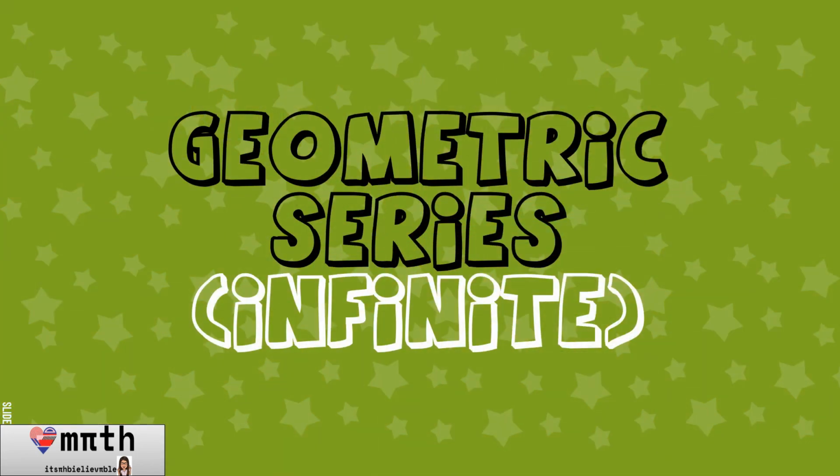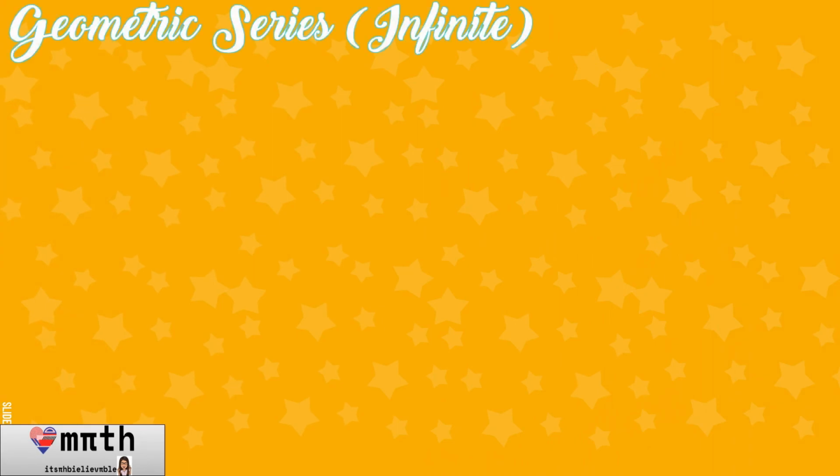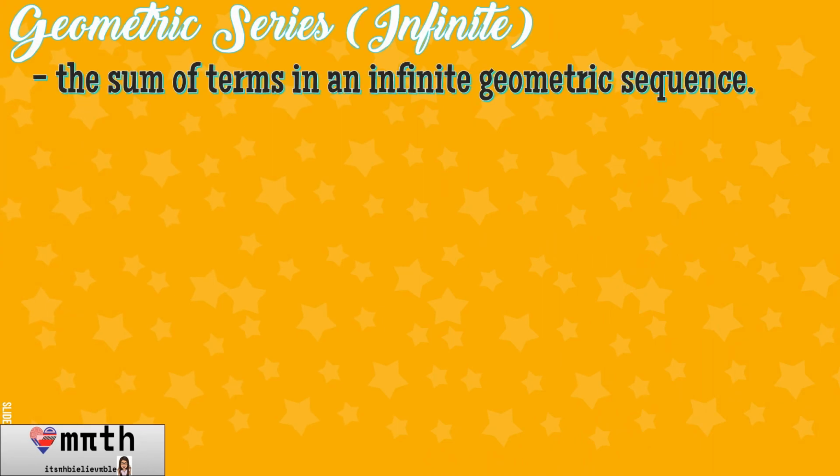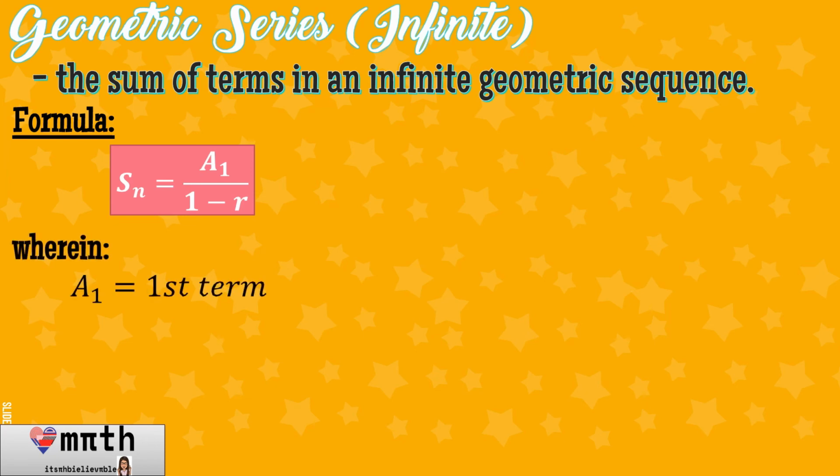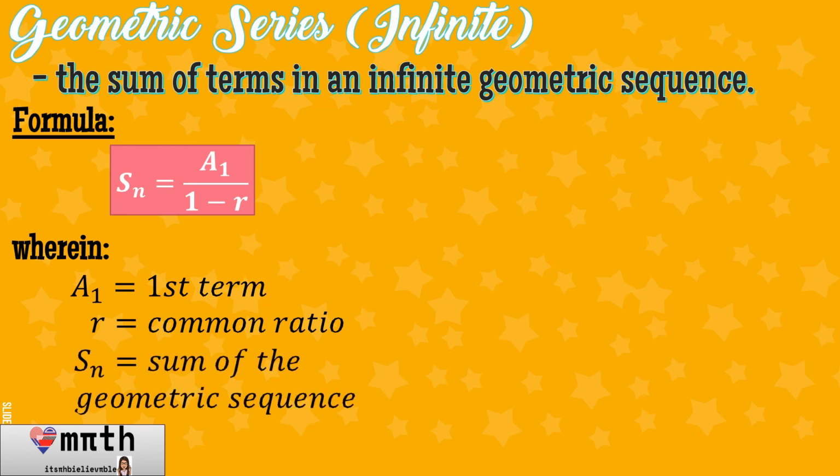Since we're done with the discussion of the finite geometric series, now we're moving on with the discussion of infinite geometric series. An infinite geometric series is the sum of the terms in an infinite geometric sequence. And the formula that we're going to use is S sub n is equal to a sub 1 all over 1 minus r, wherein a sub 1 is the first term, r is your common ratio, and S sub n is the sum of the geometric sequence.